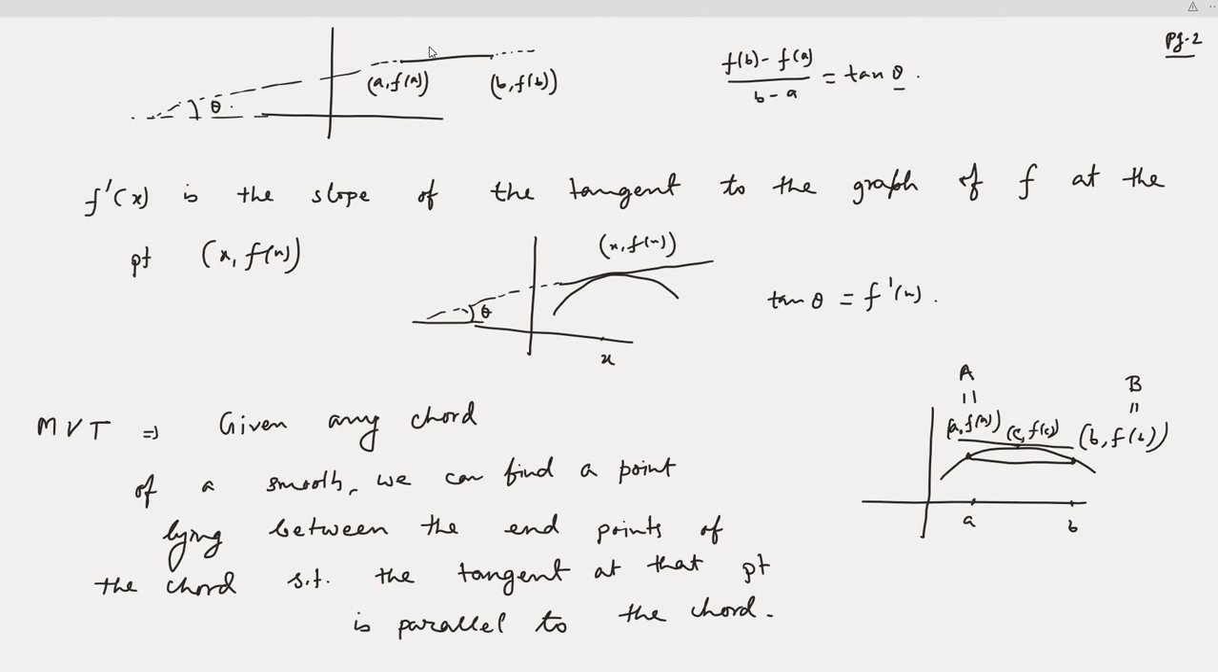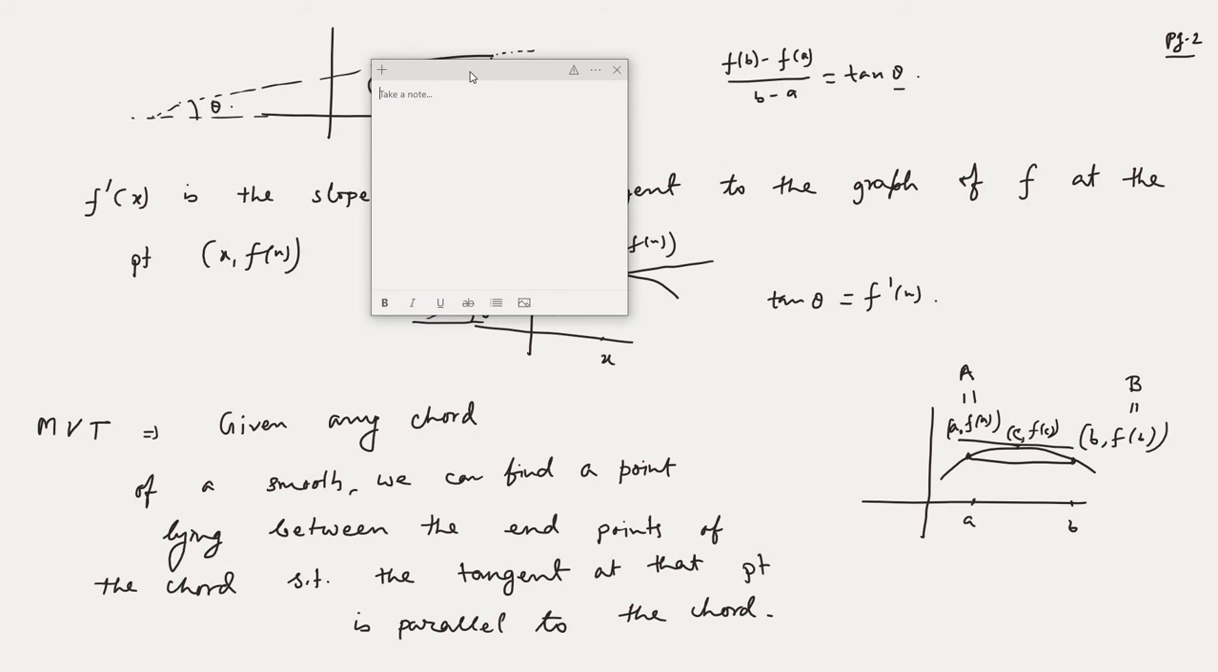So this is the geometric interpretation of the mean value theorem. We will not prove this theorem, but this is page number 3. Let me give an idea of the proof of Theorem 1. To prove it, we use Rolle's theorem.